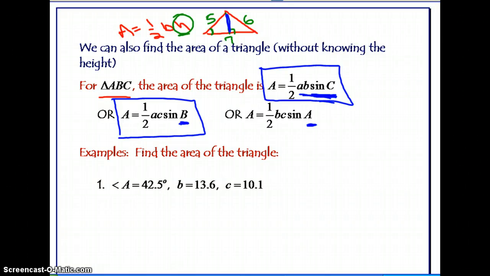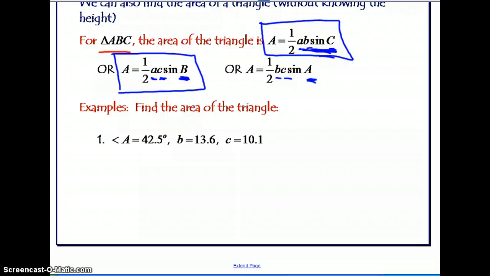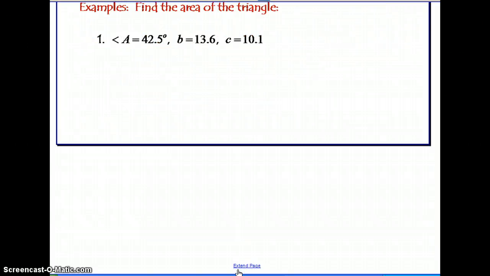And how can you tell when it's going to work? Look, if you have three different letters, BCA, ABC, ACB, then you know you can use this formula for the area of a triangle. All right, let's try it. Find the area of the triangle, and it really is just this simple. So I've got angle A, 42.5, side B, side C. What's the area going to equal?